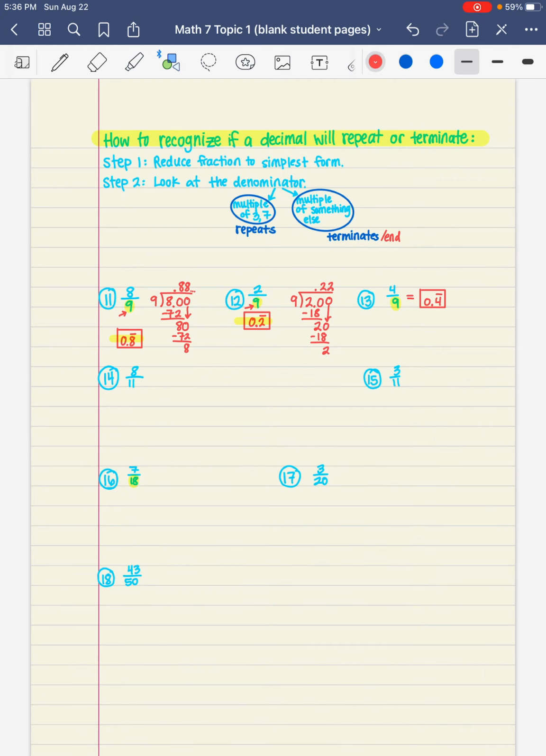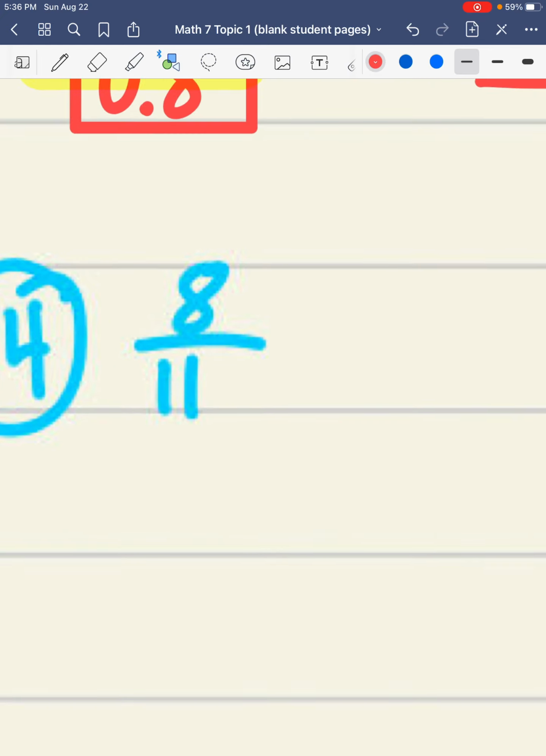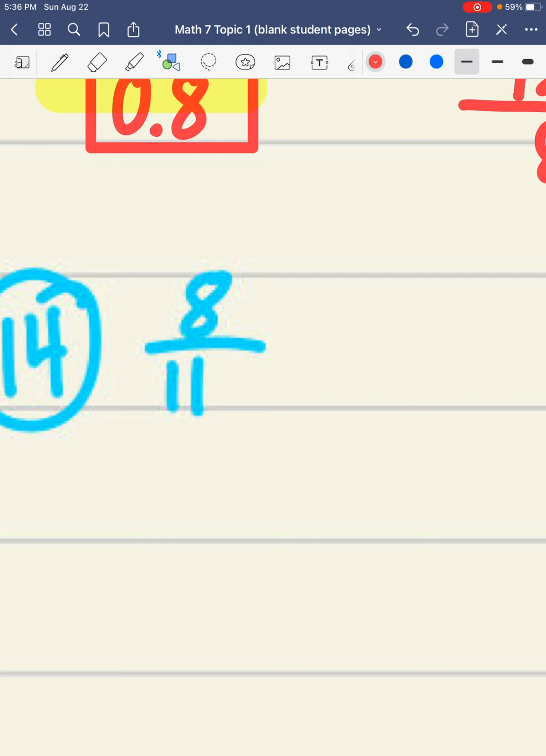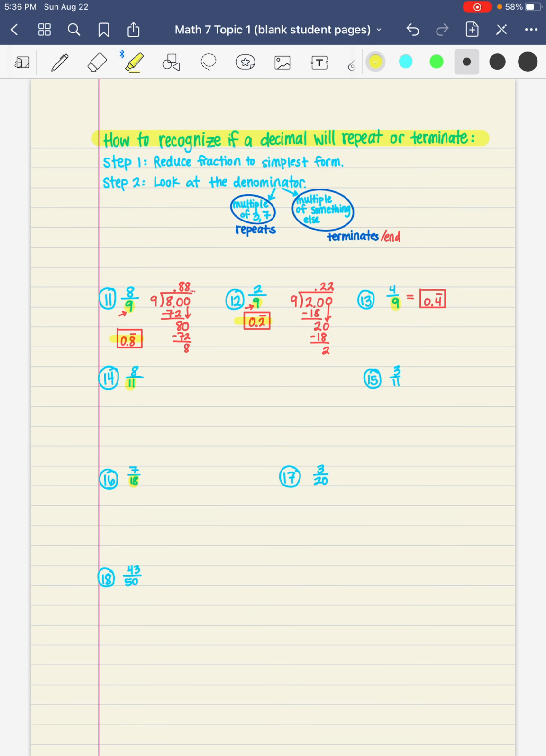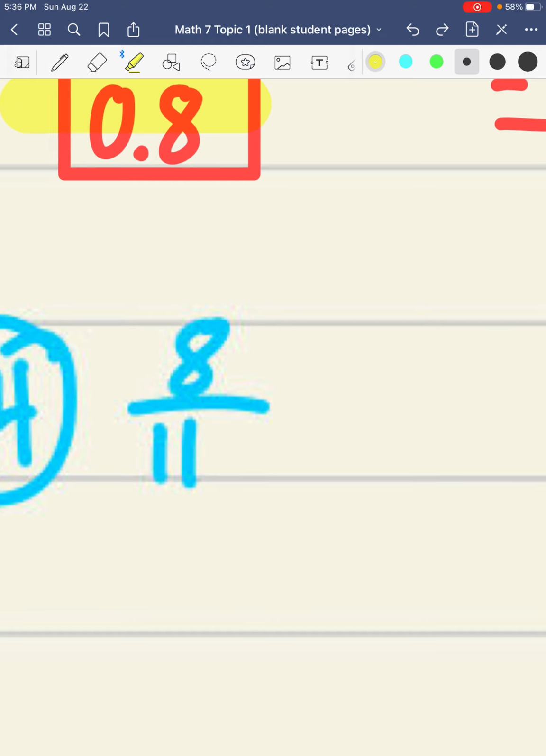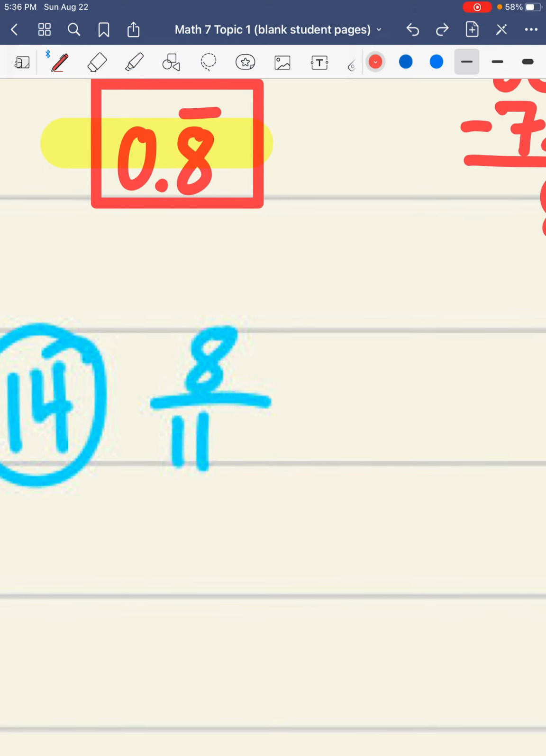Okay, let's look at number 14. So this time we have 8 over 11. So I can't reduce this fraction. And I notice that my denominator is not a multiple of 3 or of 7, but I'm going to teach you a trick. I can make this denominator a multiple of 3. So here's how I'm going to do that. I'm going to change it from 11 to 99.